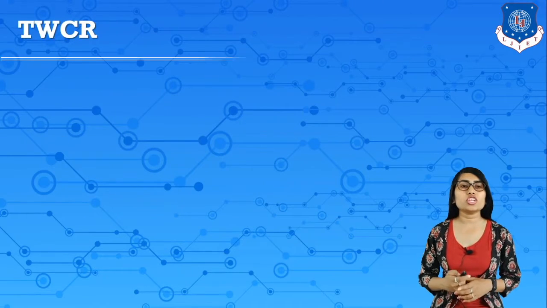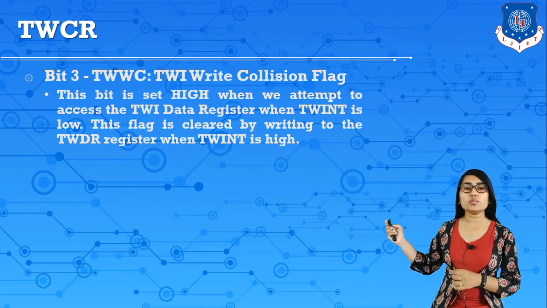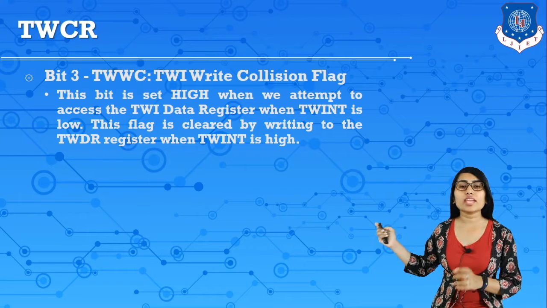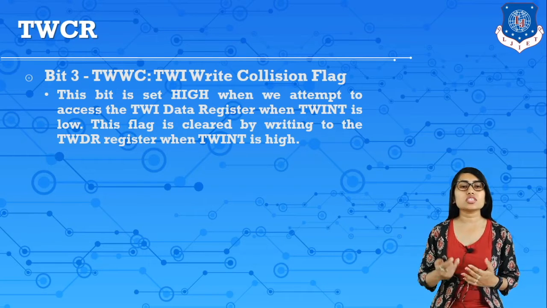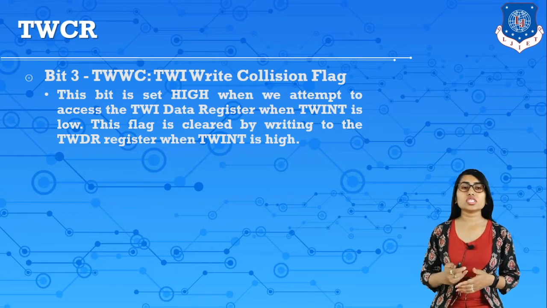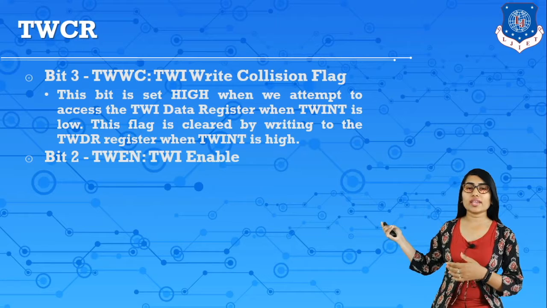Now the next bit of TWCR is TWWC, that is the TWI write collision flag. This bit is set high when we attempt to access the TWI data register when TWINT is low. This flag is cleared by writing to the TWDR register when TWINT is high.